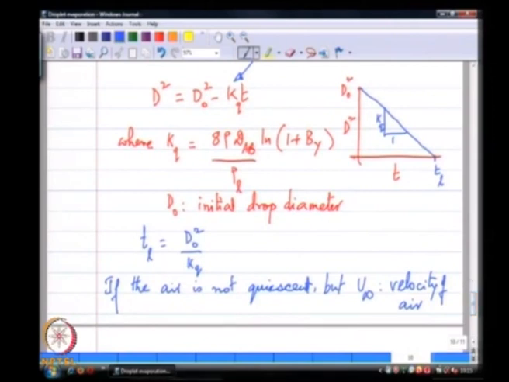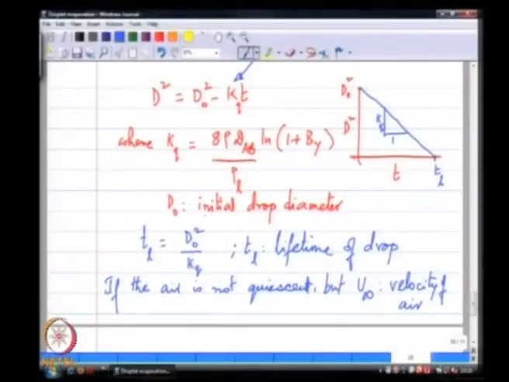This has a direct consequence to the lifetime of the drop. So, if tL is the lifetime of the drop, d0 squared divided by this kq essentially determines the lifetime, and if you take two drops, one evaporating in a very dry atmosphere and one evaporating under not so dry atmosphere, as long as B is small in comparison to 1, you will see that the lifetime is affected primarily by the diffusivity.